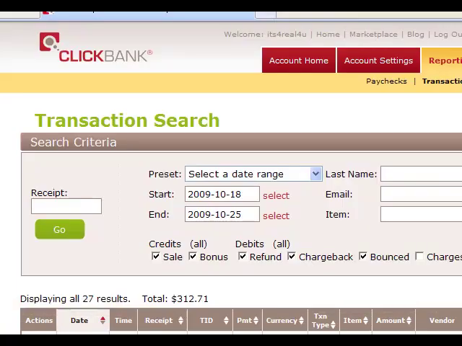Okay, now we're over in my ClickBank account, and I've pulled up sales from the 18th through the 25th, which is a window later than what I just showed you. It says I've got 27 results, $312.71. So that's about $2 per $1 spent.